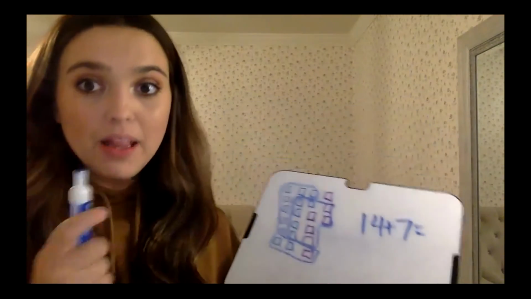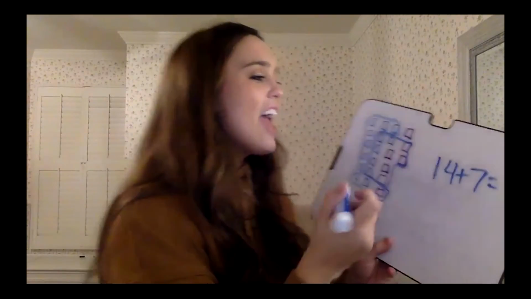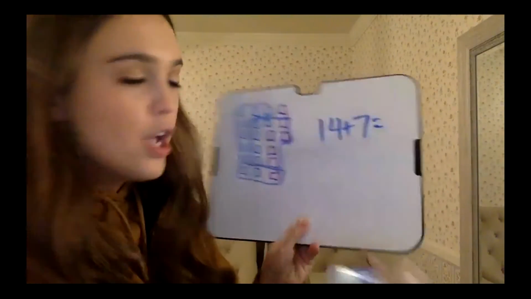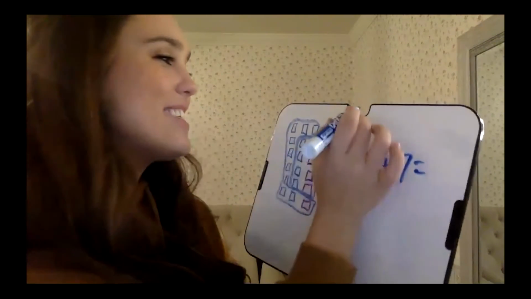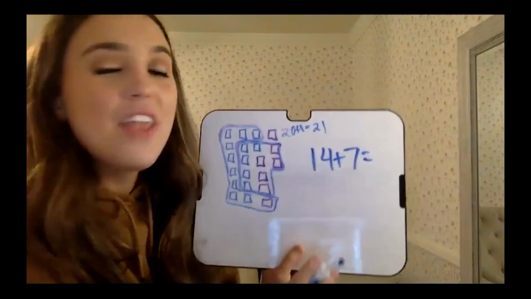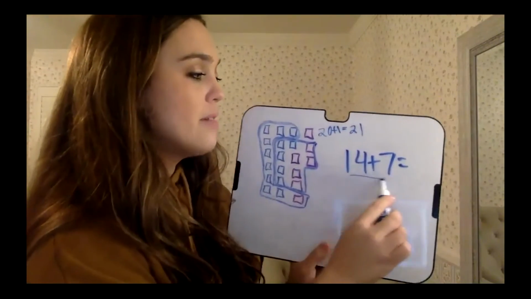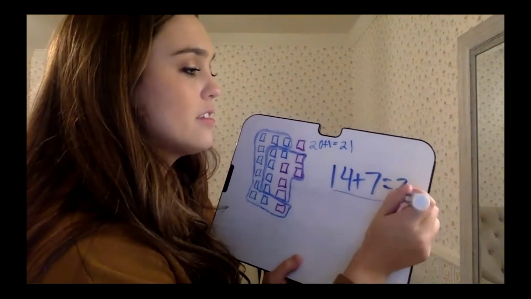So we know 10 plus 10 is 20. Good. And then we have one little box left. So what is 20 plus 1? 21. Awesome. So our answer, 14 plus 7 equals 21. Perfect. And now all we have left to do is write our word sentence. Let's do it. Okay, our word sentence is, let's see.